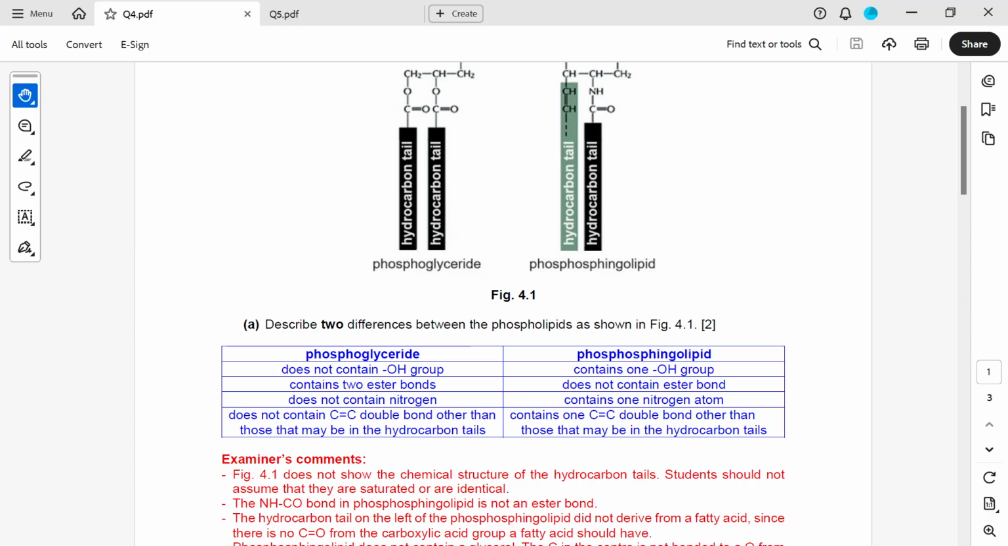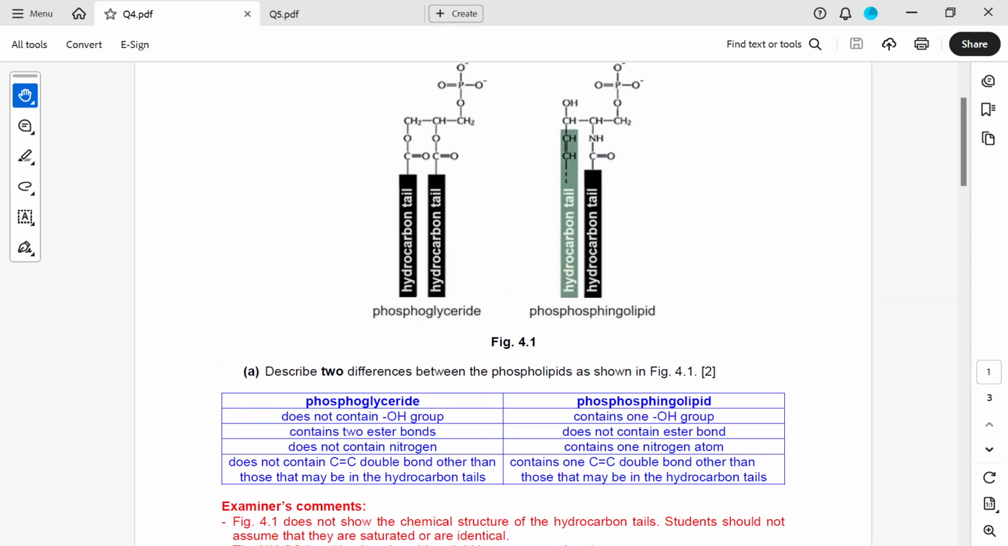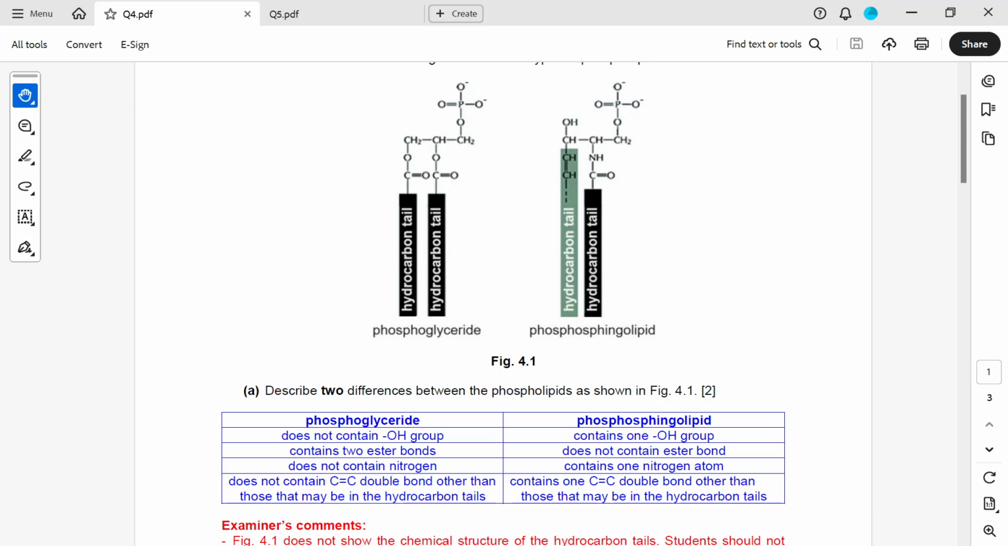The OH, well, you can't argue against that: the OH on the phosphosphingolipid, which is not in the phosphoglyceride. The ester bond is given as this C-O-C with a double bond O. This is the ester bond. You don't see that on the phosphosphingolipid.